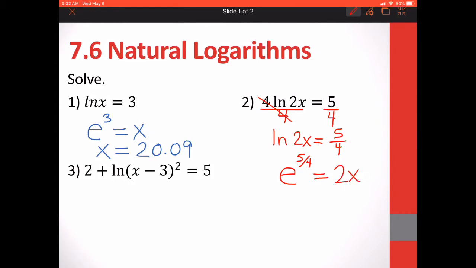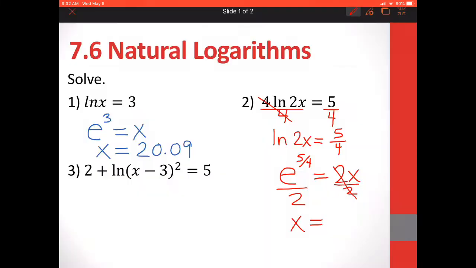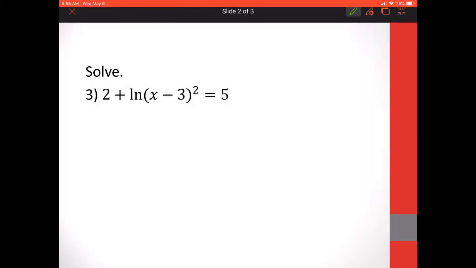And to solve for x, we just divide by 2. So x equals, and we're going to do e to the 5/4 on our calculator and then divide by 2. So e to the 5/4 power, and I can hit enter. I don't have to divide by 2 right away. And then divide by 2, but notice I didn't retype it in. So I get 1.75. All right, so there's my answer.